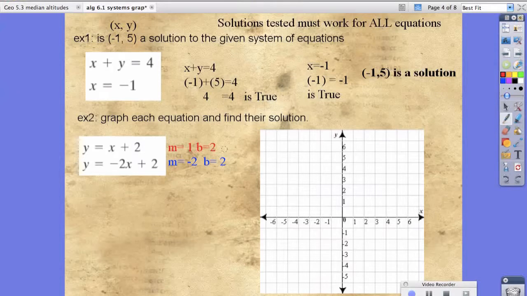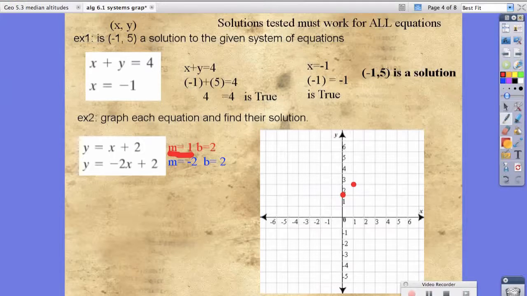The red, we first graph the y-intercept, which is at 2, so 1, 2. Next thing we do is we use the slope to plot the next point. And since the slope in red is 1, because it says it here, the rise over run is 1 and 1, so we rise 1, we run 1.